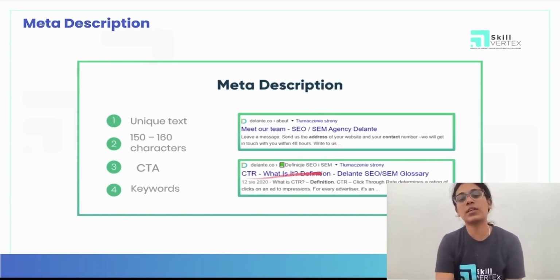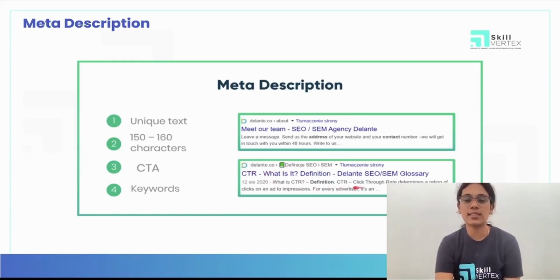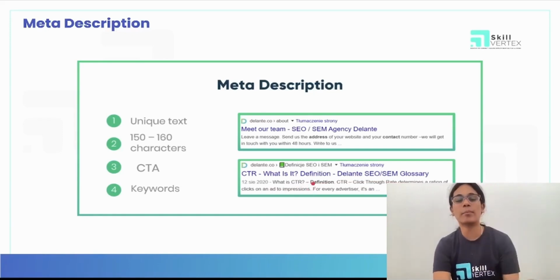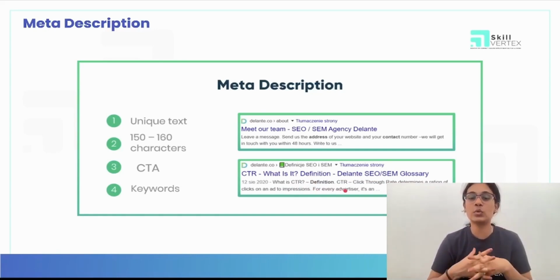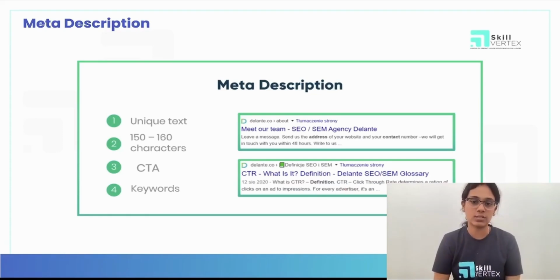And here they're speaking about CTR. So in the meta description itself, they are telling CTR's definition, saying that click through rate determines a ratio of clicks on an ad to impressions. So the important thing you're coming for is given in the meta description. In order to understand further and much better, you will be clicking on the link. So that is the meta description.